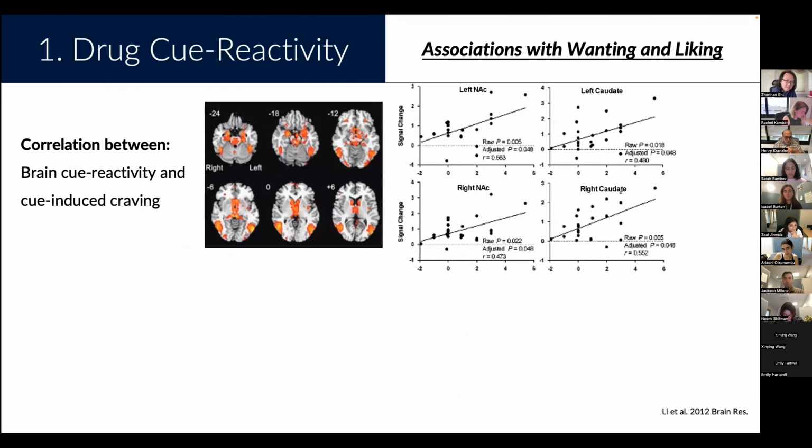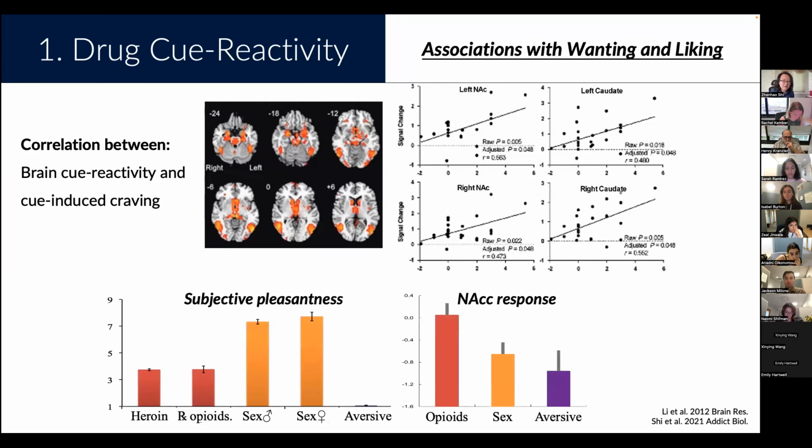And as I mentioned, the exposure to the drug cues can increase your craving for the drug. And there is evidence that the brain response to the drug cues is actually positively correlated with the cue-induced craving in the ventral striatum and the dorsal striatum. However, if you ask the patients how much they like these cues, you will see a different picture.